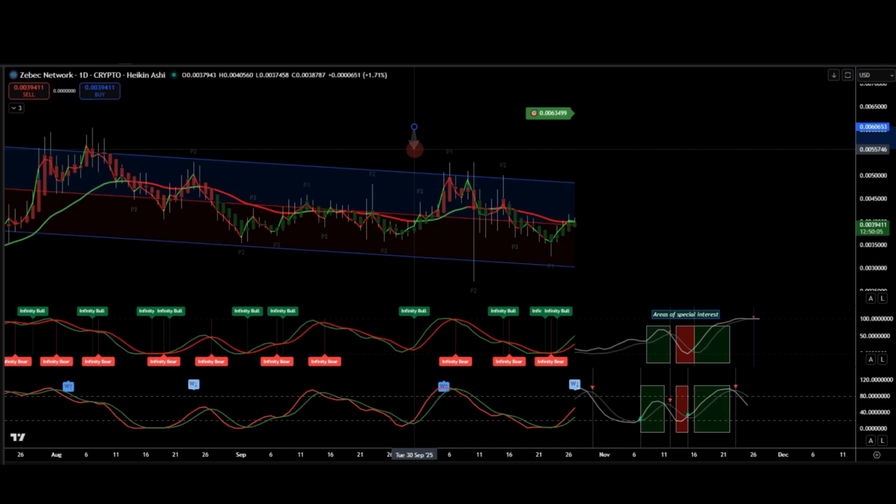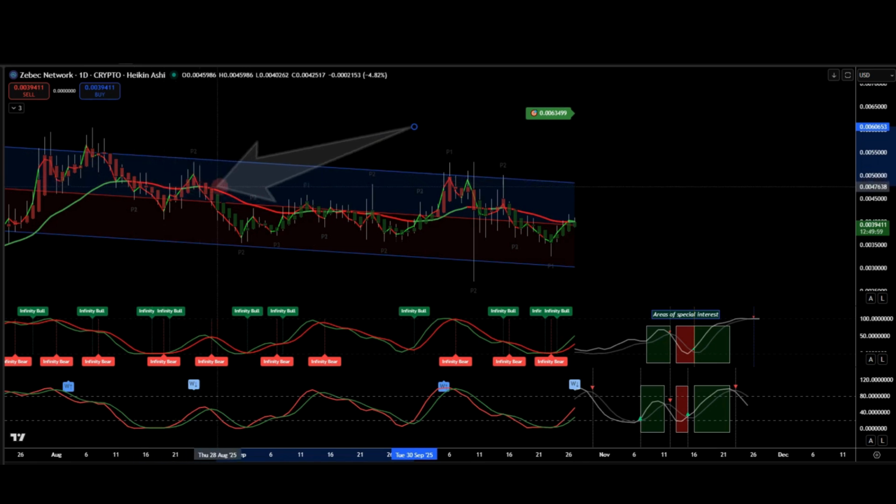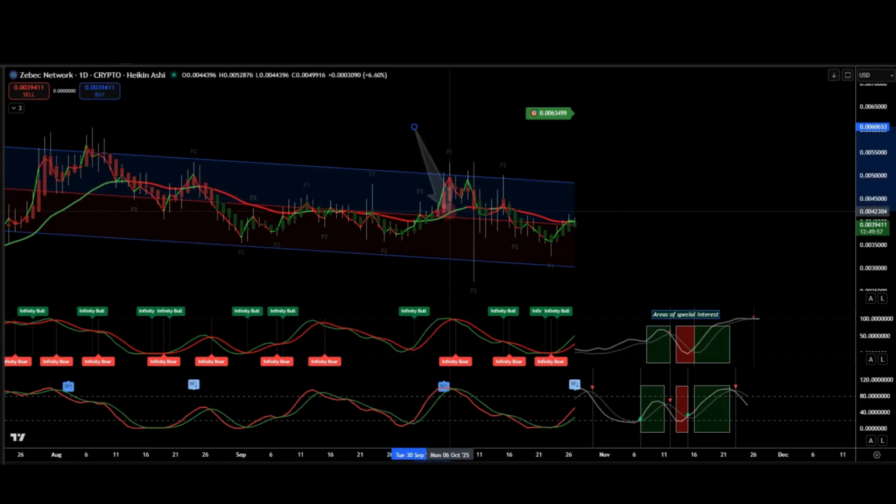Right now, ZBCN is trading within a descending parallel channel, holding firm between the P2 and P3 levels. We're seeing multiple touches near the lower boundary, signaling possible accumulation. The simple moving averages are beginning to compress, with the green short-term trend line flattening just above the red base, which is often the earliest sign that bearish pressure is losing strength.